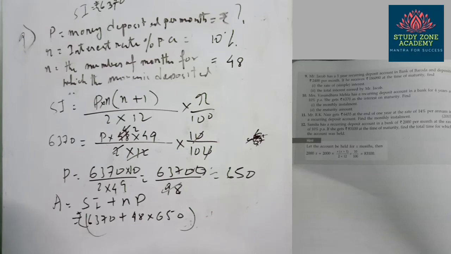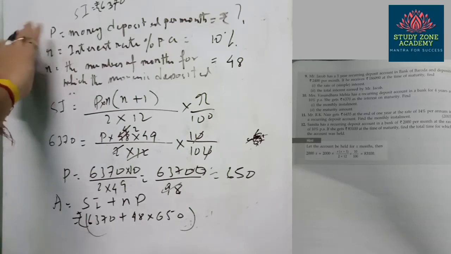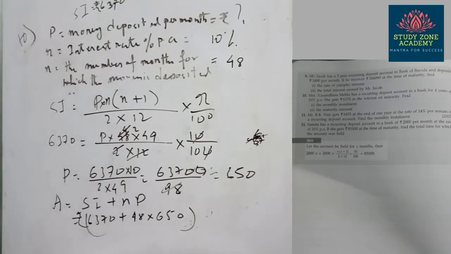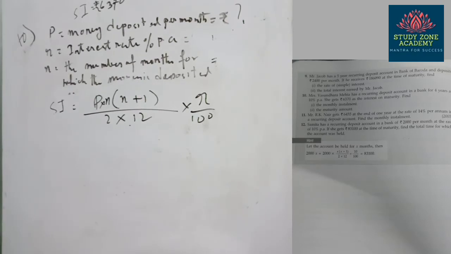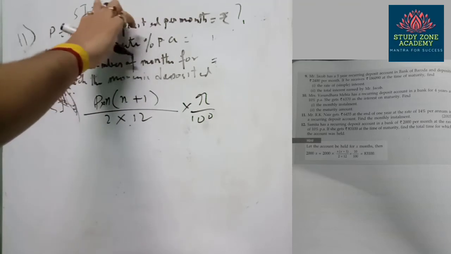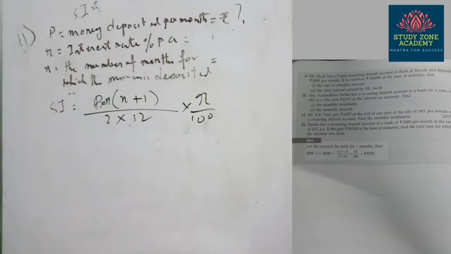Sum number 11. This was sum number 10. Sum number 11: Mr. R.K. Nair gets rupees 6455 at the end of 1 year at the rate of 14% per annum in a recurring deposit account. Find the monthly installment. Similar type of sum, similar to sum number 10.